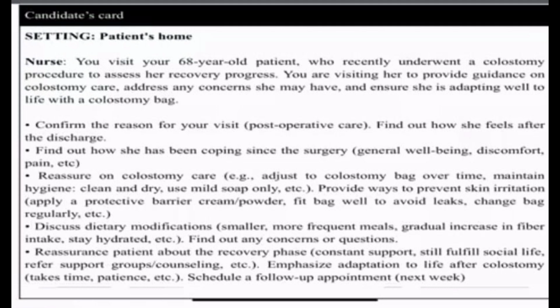way to prevent it. Firstly, apply some protective creams or powder, and secondly, fit the bag to prevent any leakage, and lastly, change the bag on a regular basis. So, is that clear to you? Or you can also say, did you get my points?